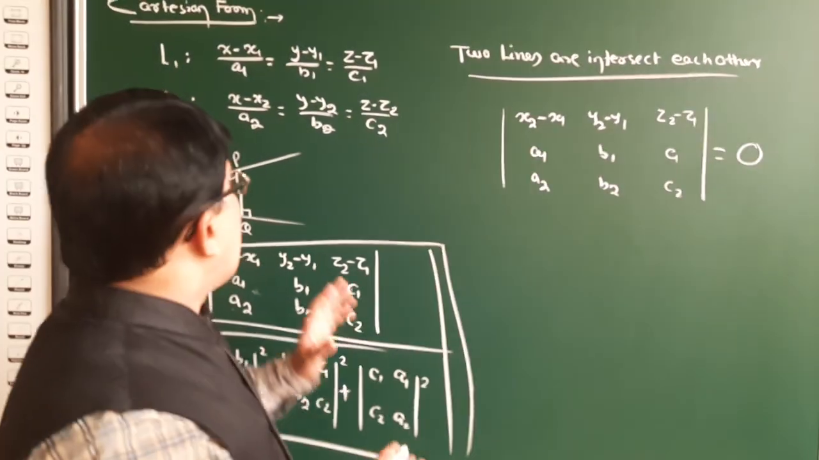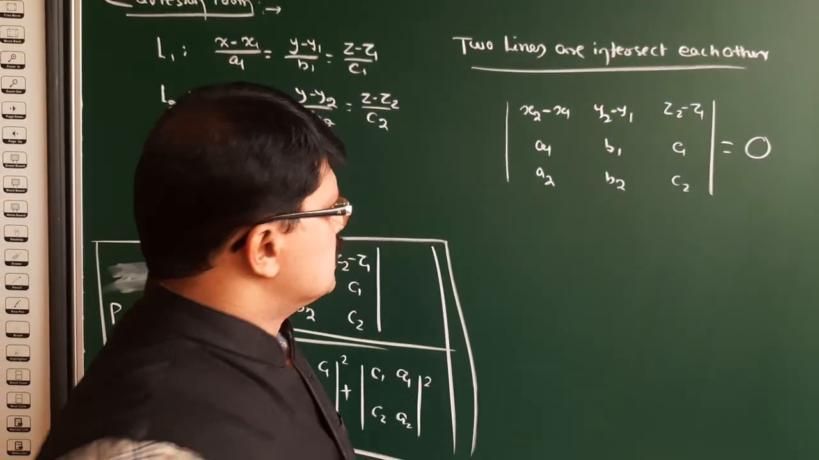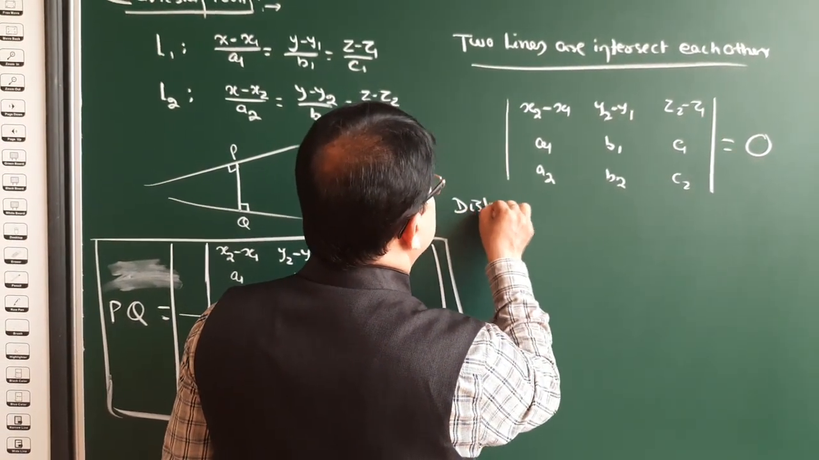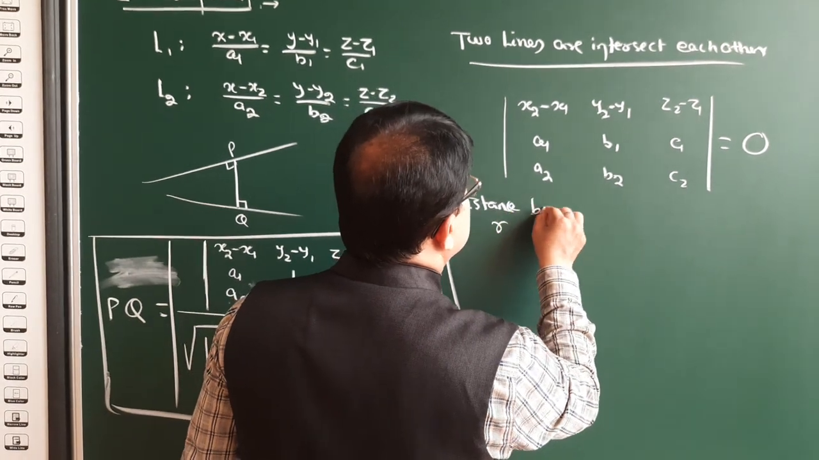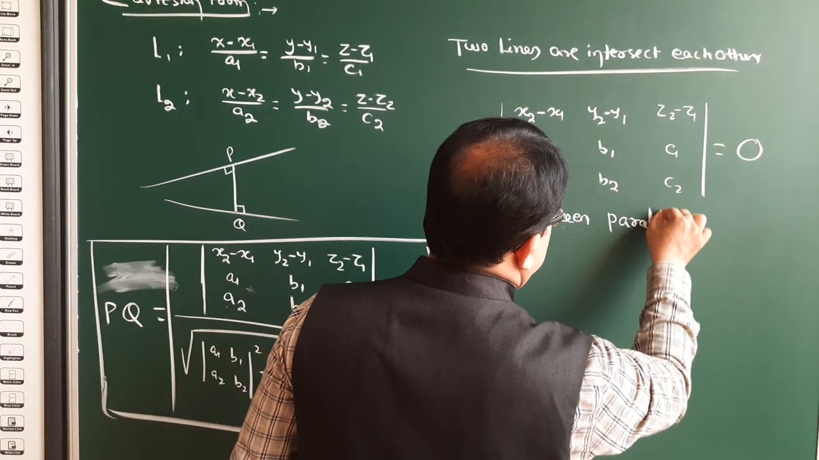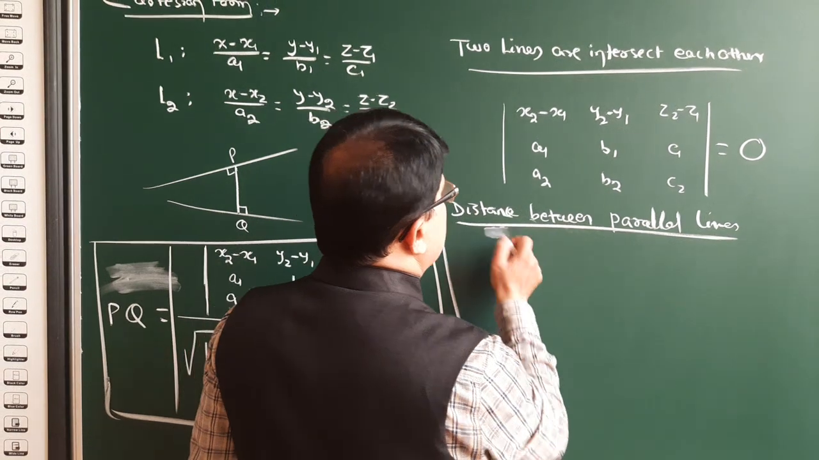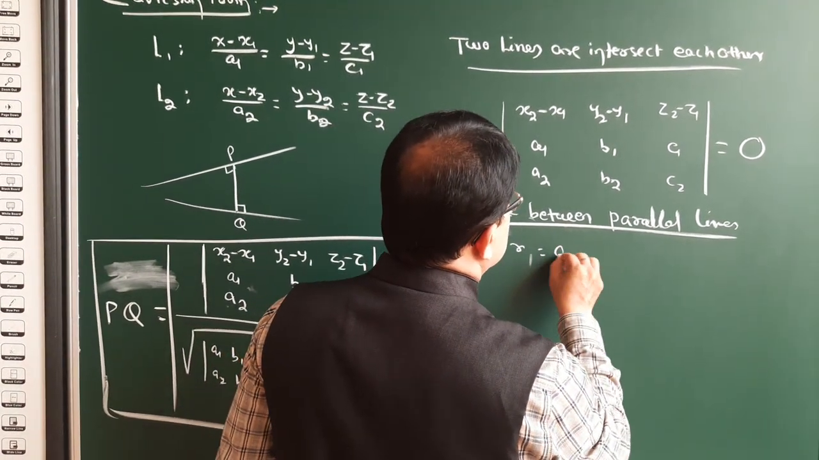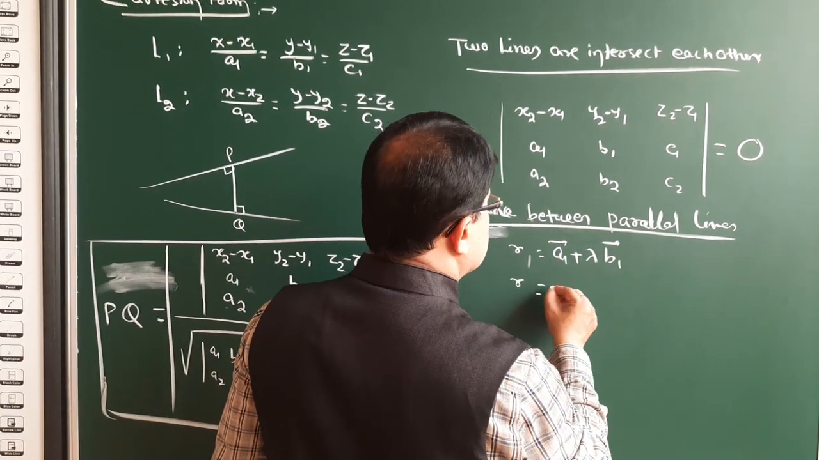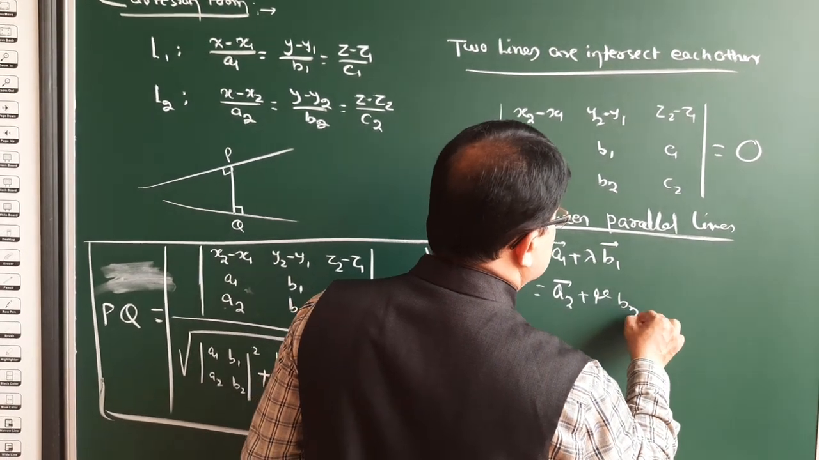Okay. Now here, another part. If two lines are parallel, what about the distance between them? If lines are parallel, I am writing here distance between parallel lines. I am taking one line, r is equal to a1 vector plus lambda into b1 vector, and another line, it is a2 vector plus mu into b2 vector.